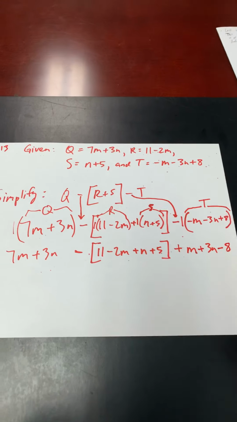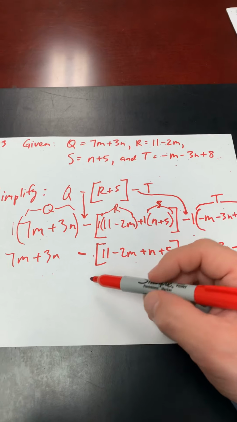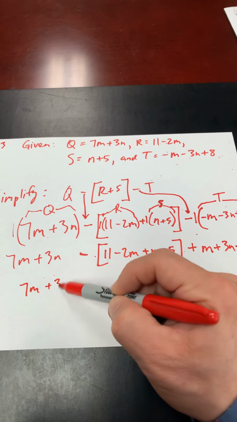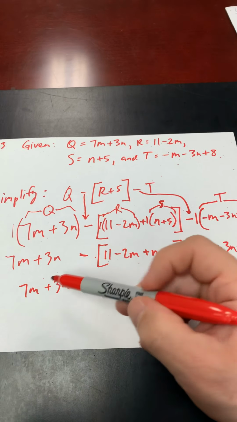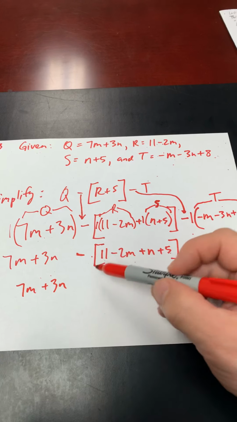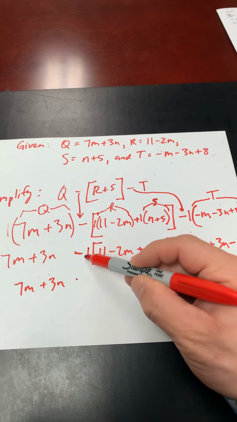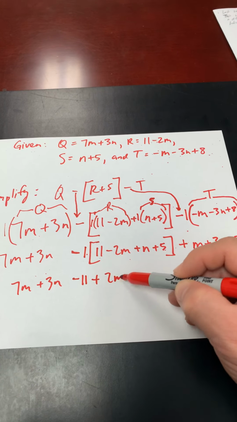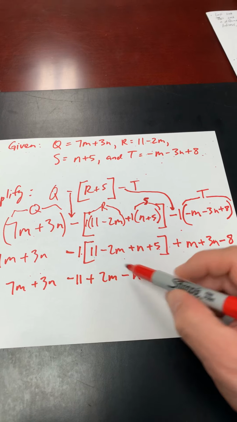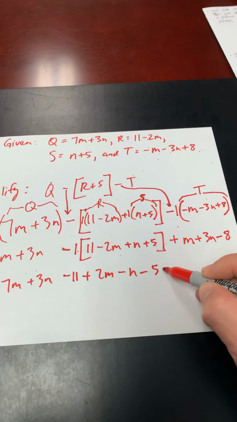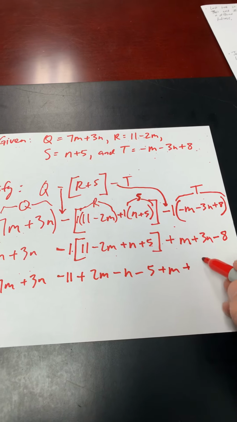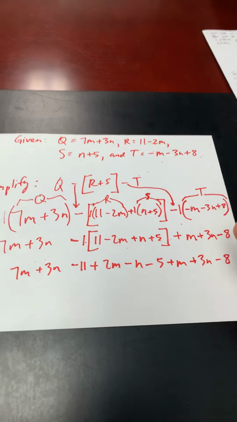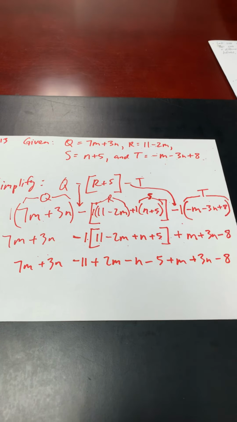Okay, so what else do we need to remove? We need to remove these brackets here, right? So it's going to give us, I want to bring everything else down. So we've got 7m plus 3n. We're not really messing with these right now. We're focused on this. So we're going to distribute this -1 here, right? So it's -11, positive 2m, -n, and -5 plus m plus 3n minus 8. Okay, now we've removed all of our grouping symbols, right?